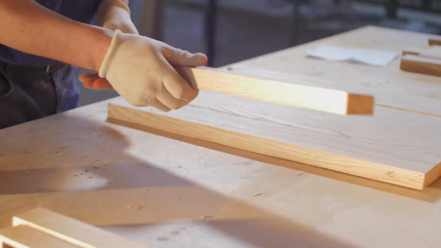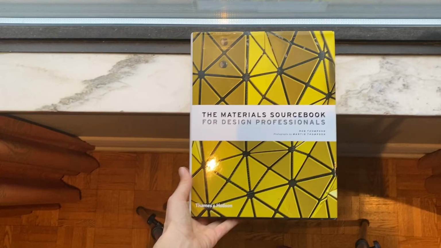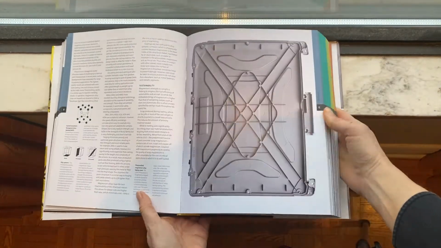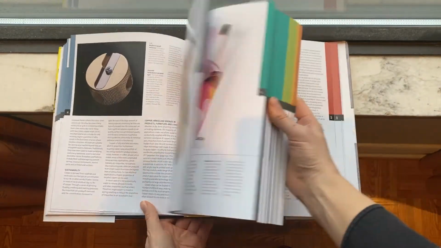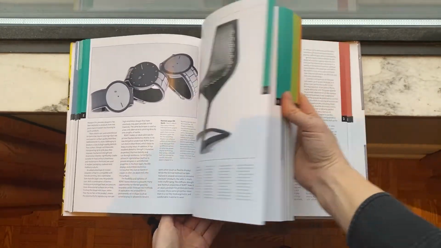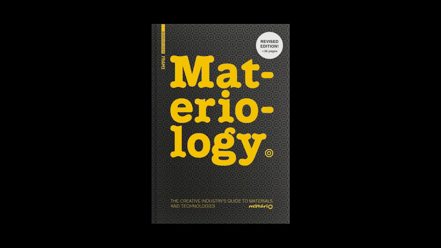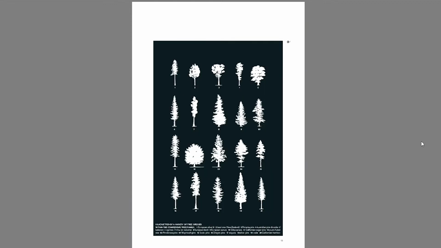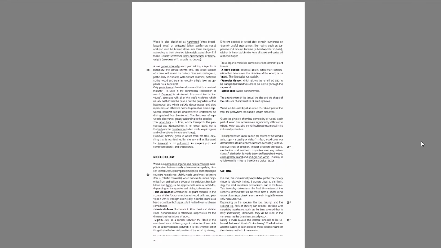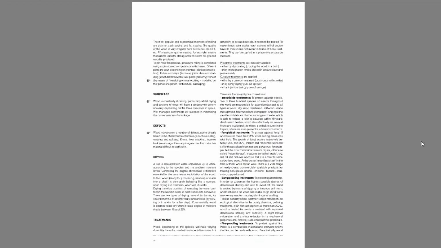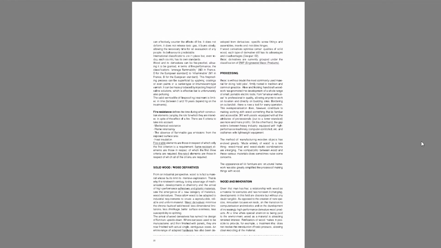And I want to give you some book recommendations here. The first one is the Materials Source Book, which is like a dictionary of materials. There are so many materials in this book. And so use it as a reference guide. The second one is Materiology, the Creative Industry's Guide to Materials and Technologies. And this book just presents information in a much more pleasurable way than perhaps the first one.